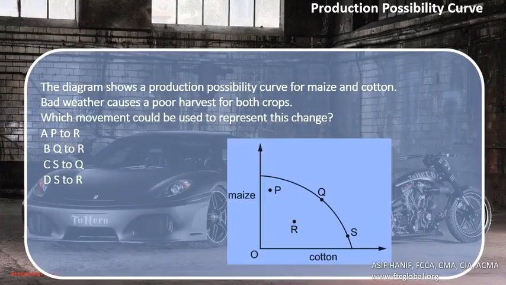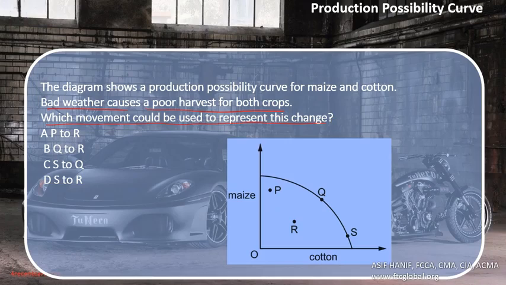Next question. The diagram shows a production possibility curve for maize and cotton. Bad weather causes a poor harvest for both crops. Bad weather is temporary; your productive resources are there. When productive resources are destroyed by war, earthquake, floods and fires, PPC comes inward. When there is economic growth, agriculture productivity increases, PPC will shift outwards. But in this case, it's just the poor harvest, bad weather, nothing else, and a poor harvest for both crops. Which movement would be used to represent this change?